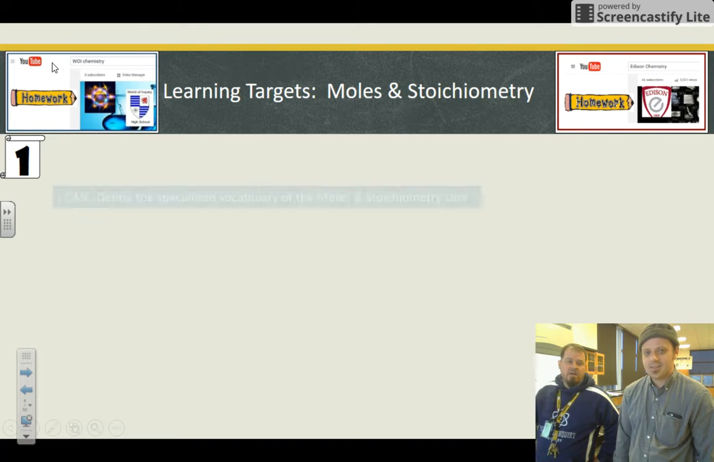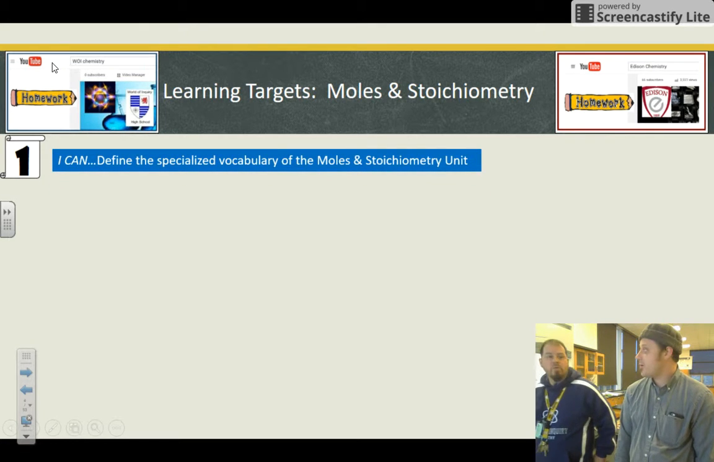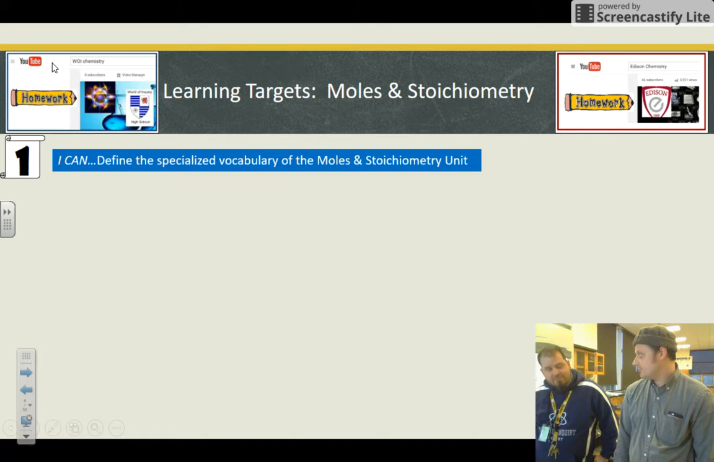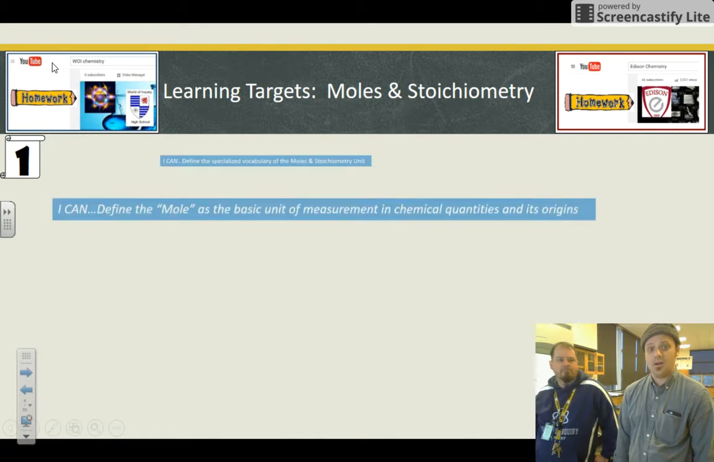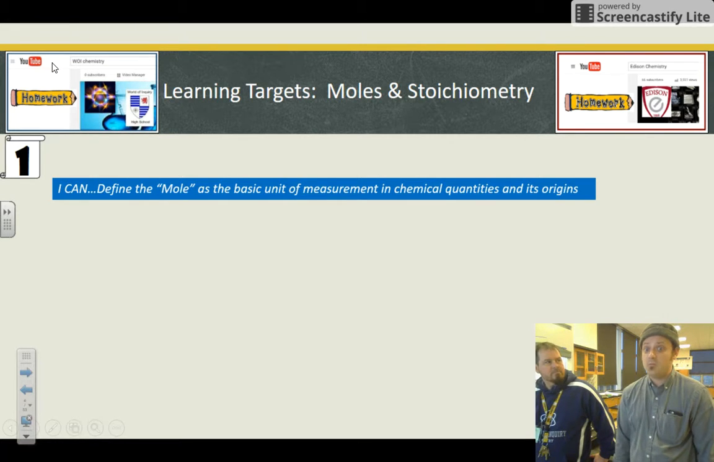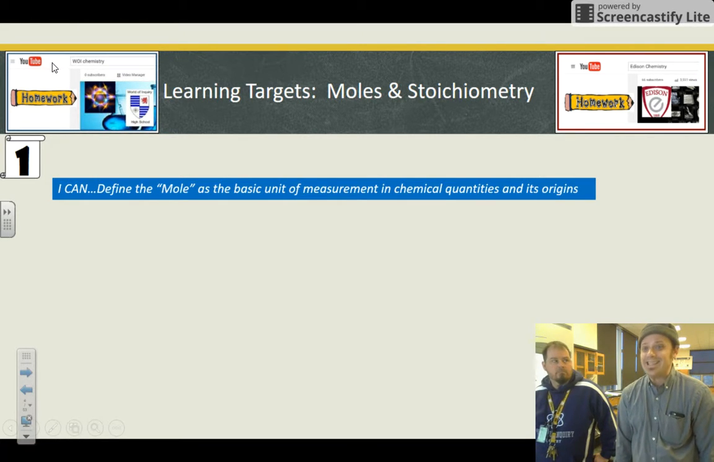By the end of the unit, you will be able to define specialized unit vocabulary specific to moles and stoich. Like always, you'll be able to define the term mole as well as the basic unit of measurement used in chemical quantities and its origins. A little history. I love that.